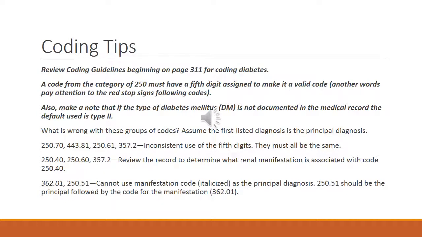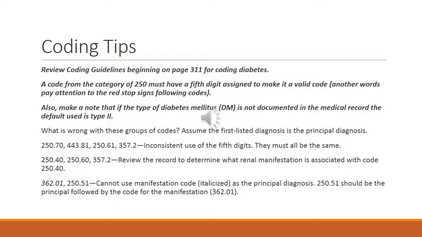Okay, now we'll cover a few coding tips for this chapter. Review the coding guidelines beginning on page 311 for coding diabetes. A code from the category of 250 must have a fifth digit assigned to make it a valid code. In other words, pay attention to the red stop signs following codes. Also, make a note that if the type of diabetes mellitus, DM, is not documented in the medical record, the default used is type 2.